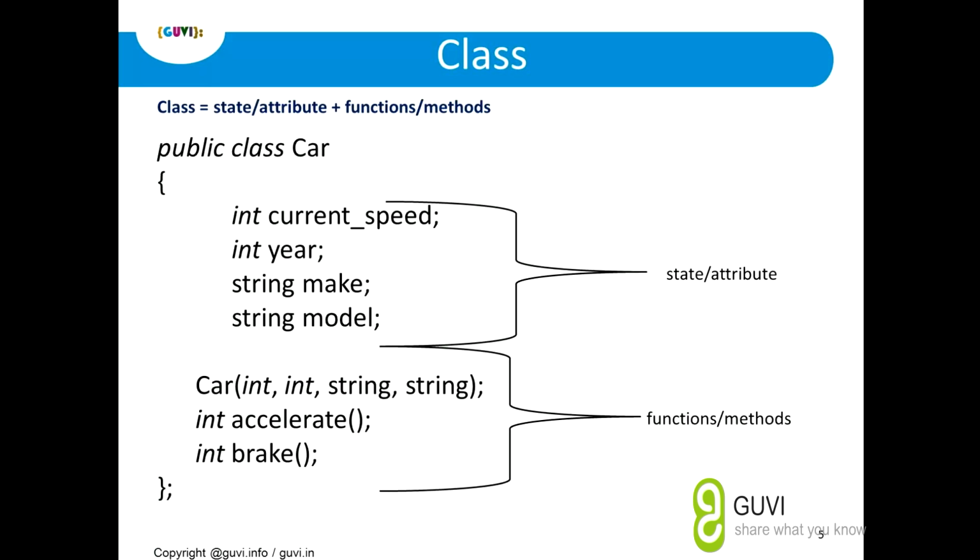A class is nothing but its state or attributes and its functions or methods. In our class named Car, we have current speed, year, make, and model as its attributes or state. Then accelerate and brake become its member functions or methods. Here a constructor is also mentioned, which we will see separately.